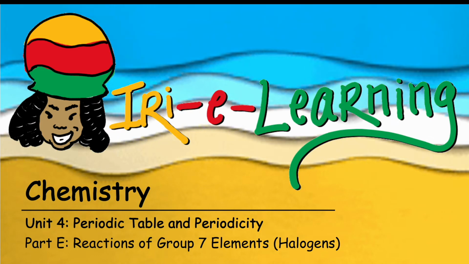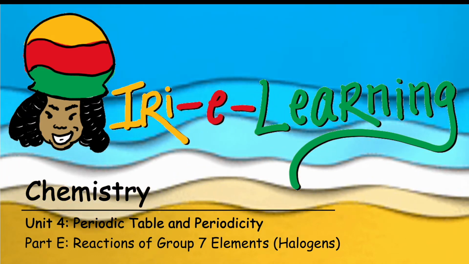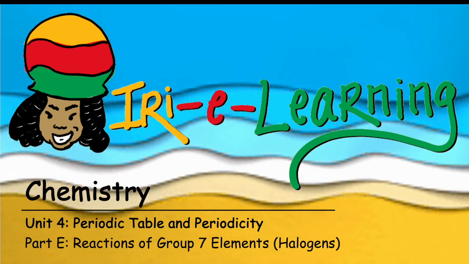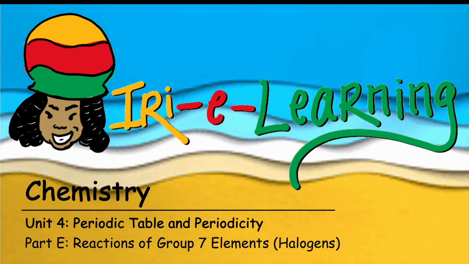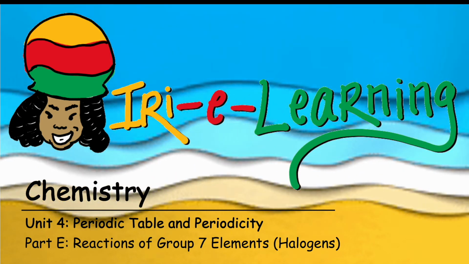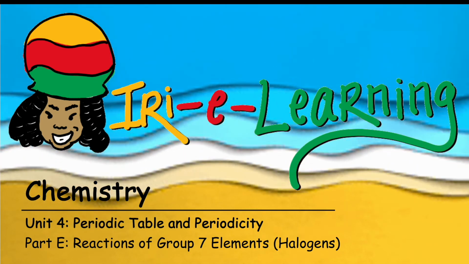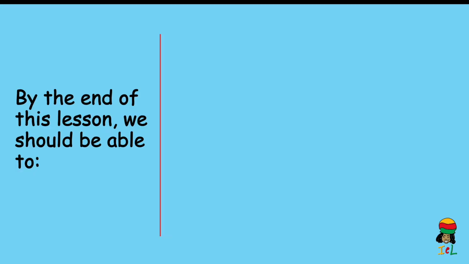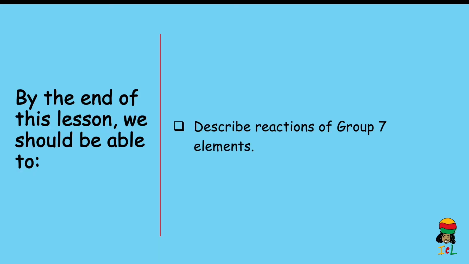In this periodic table and periodicity lesson, we will examine the reactions of group 7 elements, which are called halogens. Check the description box for links to all the lessons related to this unit. By the end of this lesson, we should be able to describe reactions of group 7 elements.